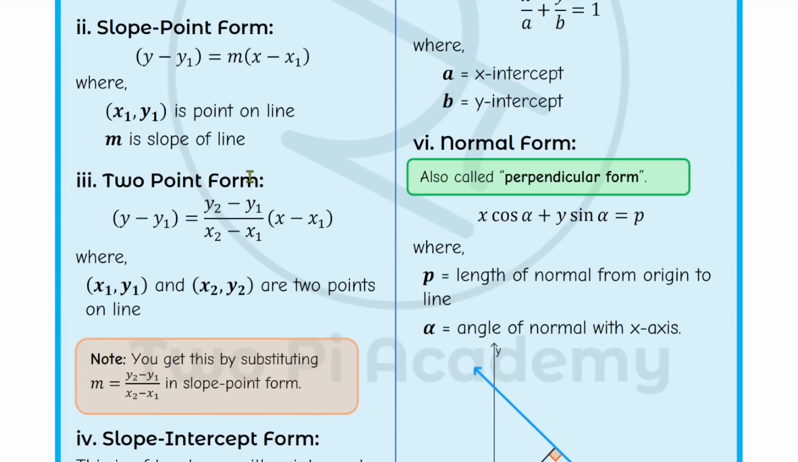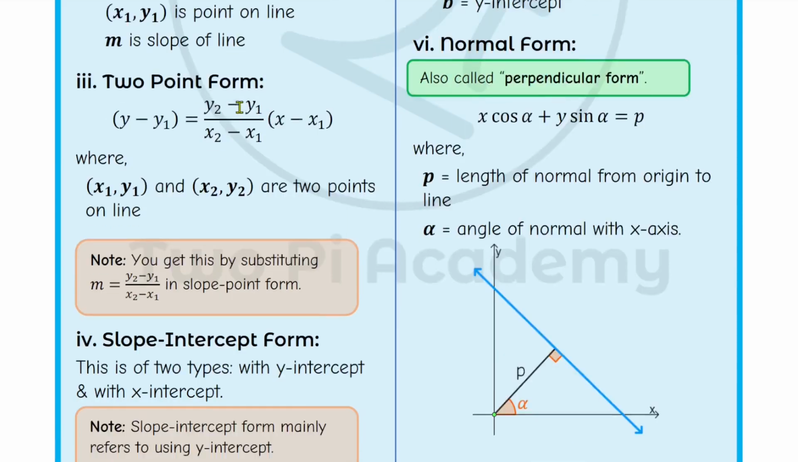And then we have the two-point form. y minus y1 is equal to (y2 minus y1) by (x2 minus x1) into (x minus x1), where x1 comma y1 and x2 comma y2 are two points on the line. If you observe carefully, the two-point form is the same as the slope point form, with the only change being that instead of m we have (y2 minus y1) by (x2 minus x1), which is nothing but the slope of a line when two points are given. So therefore we get this by substituting this in place of m.